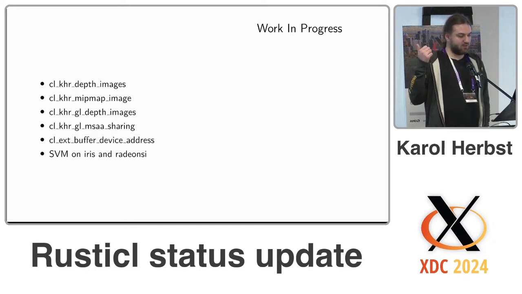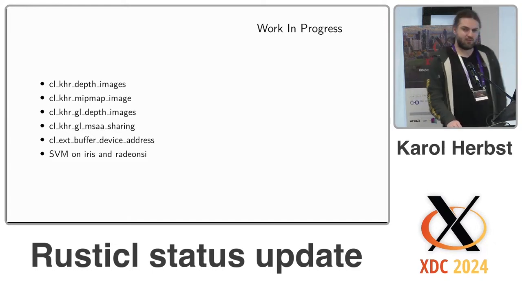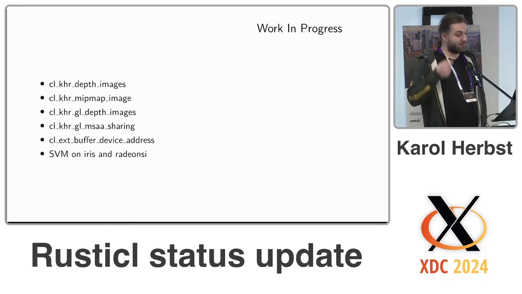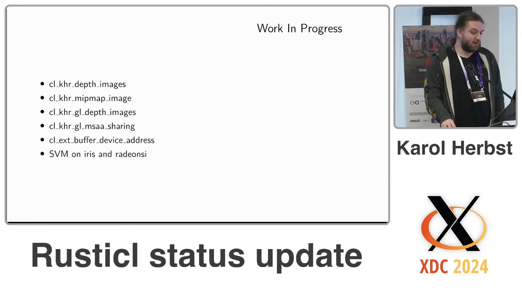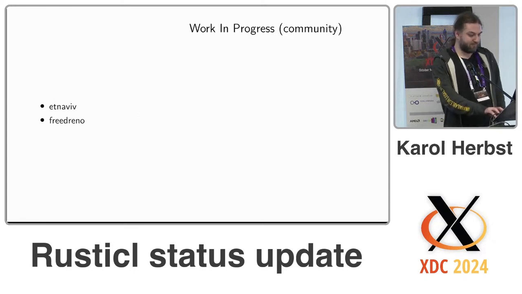One is the buffer device address extensions, which will be useful for supporting the open source or cross-vendor HIP implementation, which added support for that, because not every driver actually supports shared virtual memory, and they basically need a pointer or an address for a memory allocation, which OpenCL by default doesn't provide. And I have shared virtual memory implemented on top of Iris and Radeon SI. Yeah, I will talk about it later.